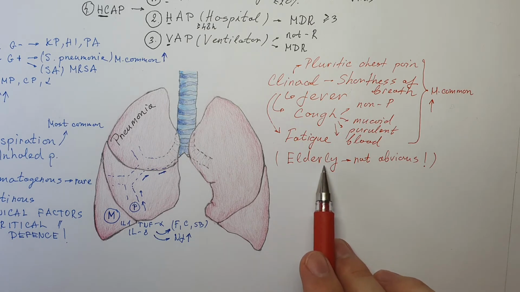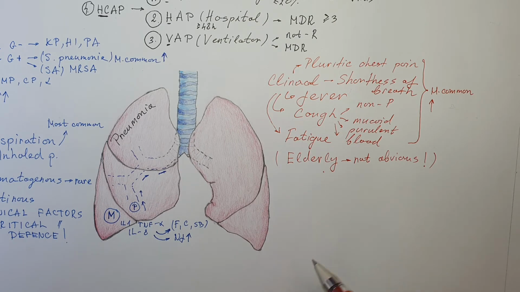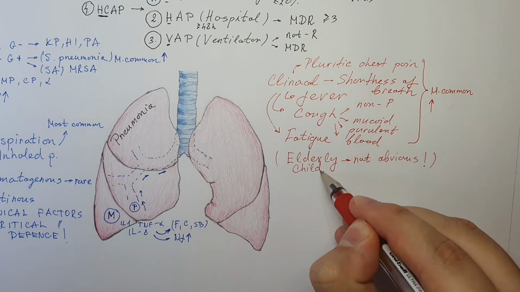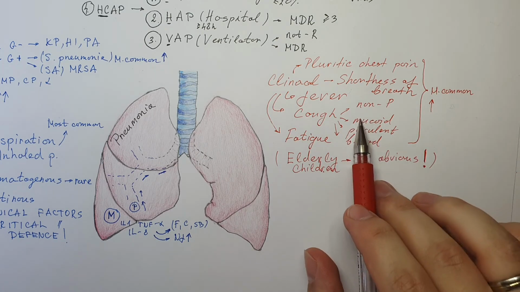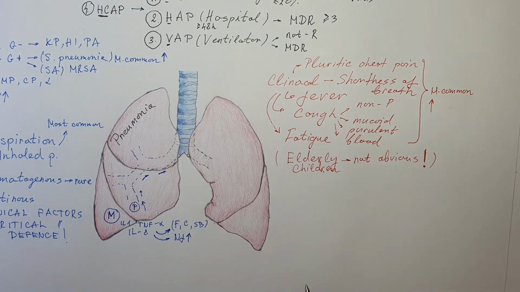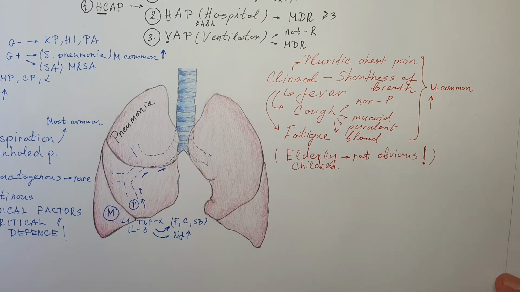So this patient can decompensate very rapidly, and in elderly and in children, we need to be very, very careful. Healthy adults, if they have no underlying conditions, most of the time will clear the pneumonia with a simple antibiotic.